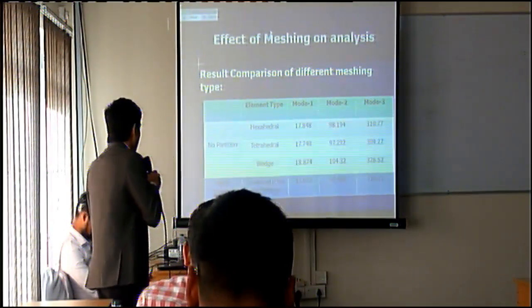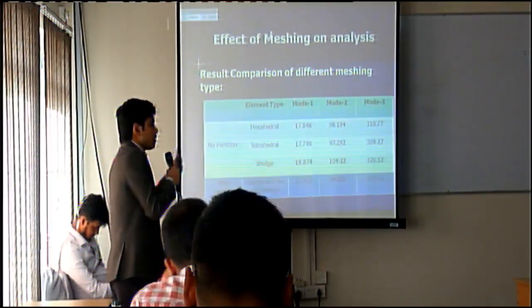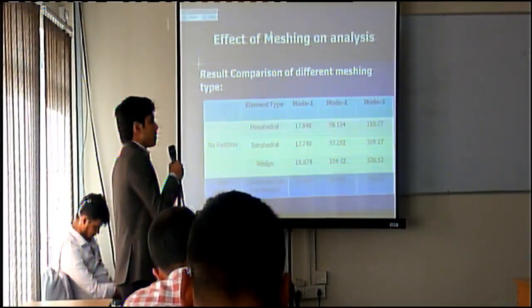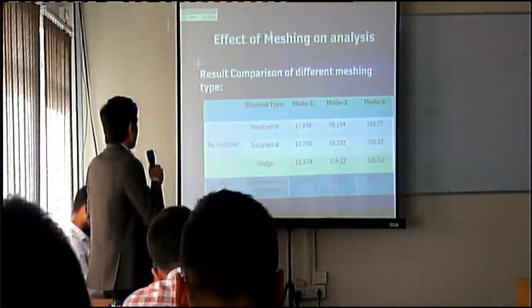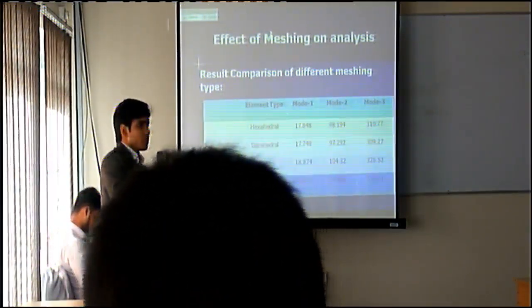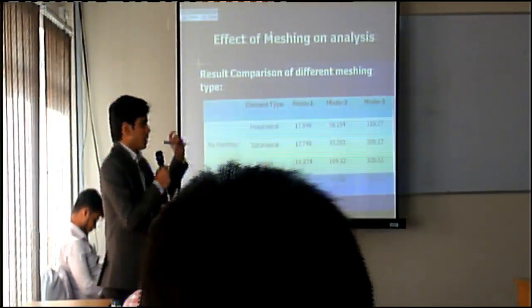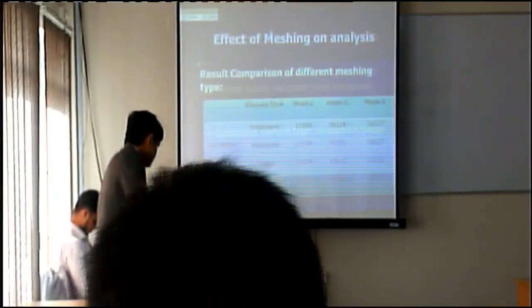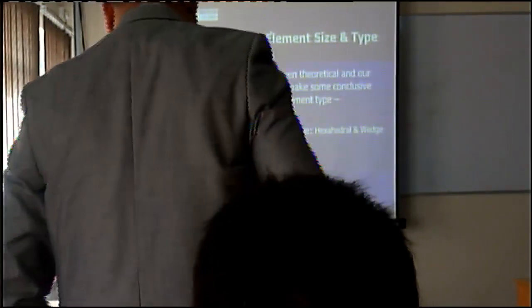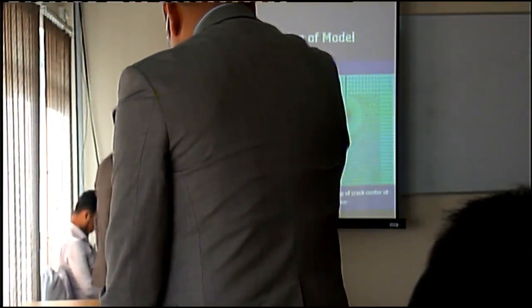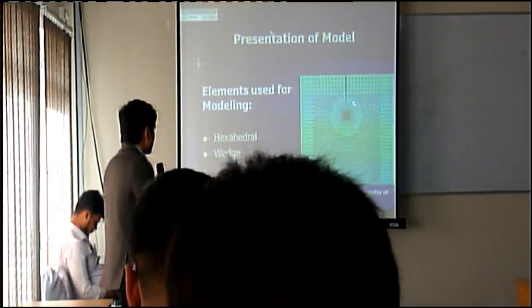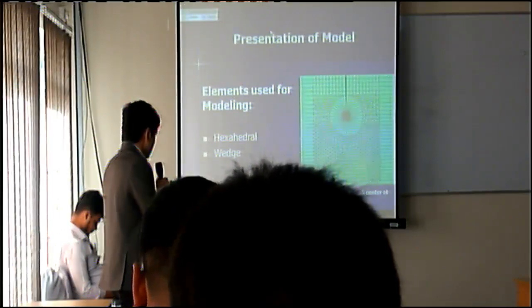If we use wedge element, the frequency is increased, which is not compatible with the experimental result. So I have taken hexahedral and wedge element, that is a combined hexahedral and wedge element for meshing. This is the close-up view, and hexahedral element used and wedge element used. These are the wedge elements and these are the hexahedral elements.